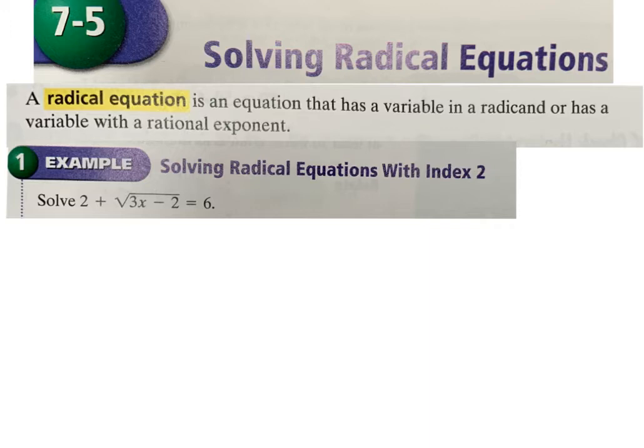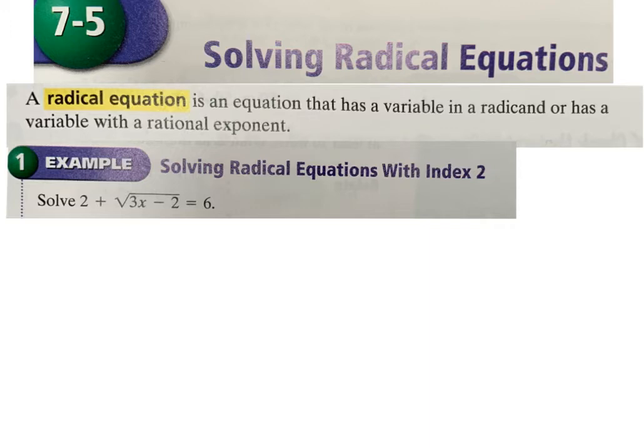A radical equation is an equation that has a variable in a radicand or has a variable with a rational exponent. So in order for it to be considered a radical equation, it doesn't just have to have a square root in it. Specifically, the variable has to be affected by the square root, meaning the variable has to be within the root itself, or it has to have a fractional exponent, meaning it would put it in a root if you did it. All right?